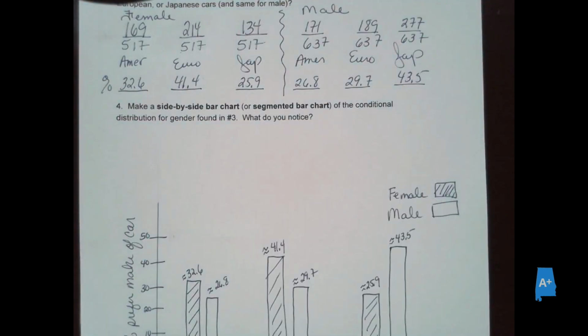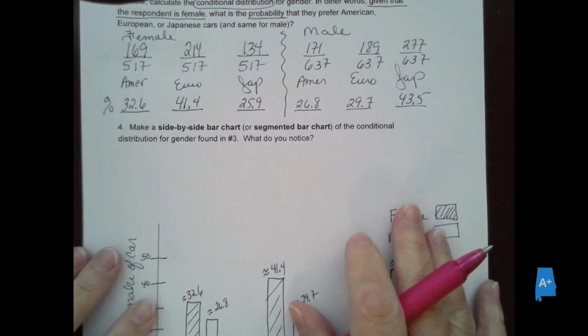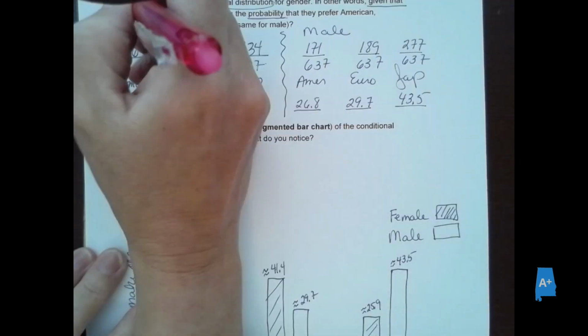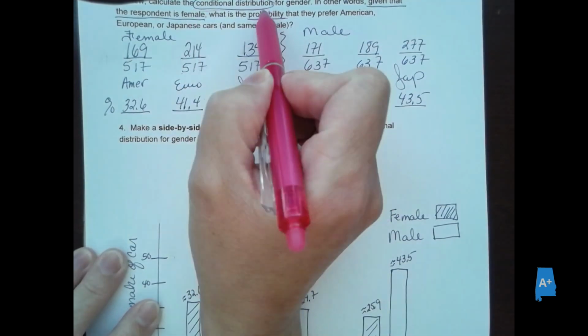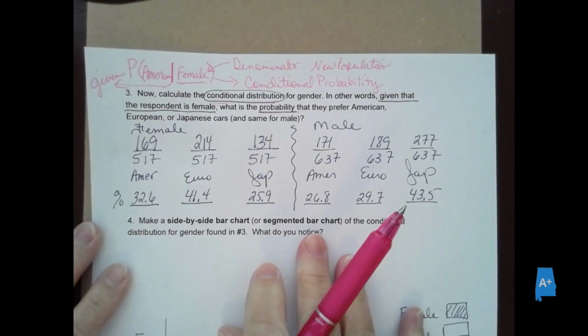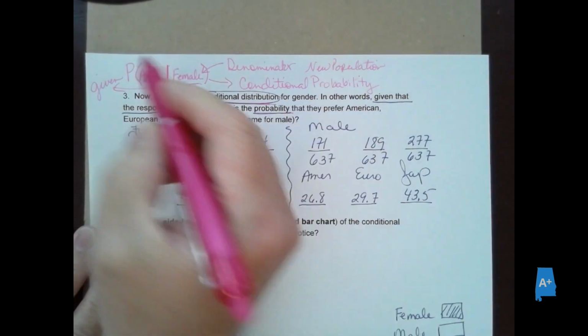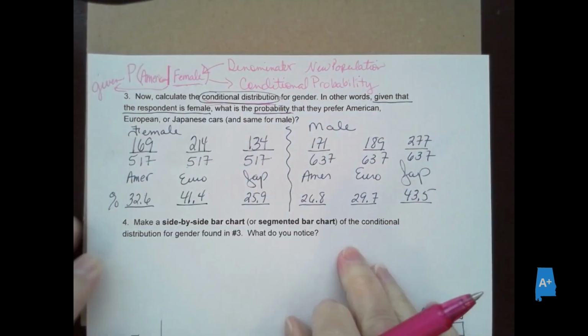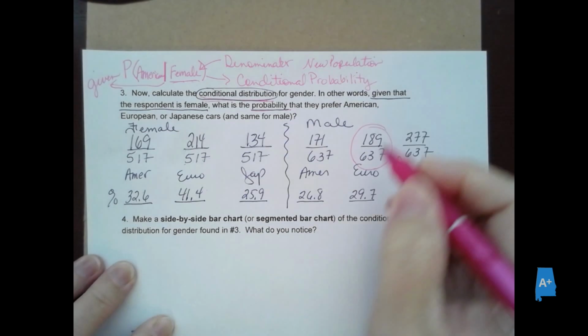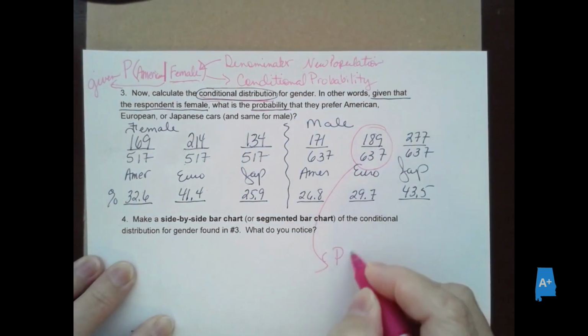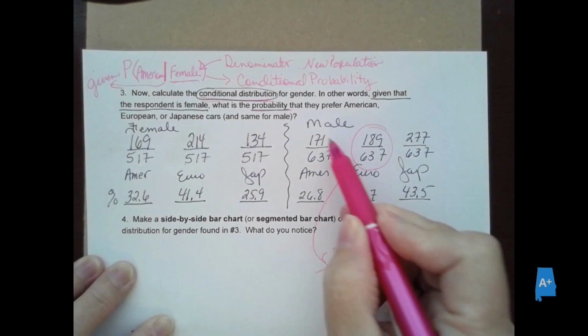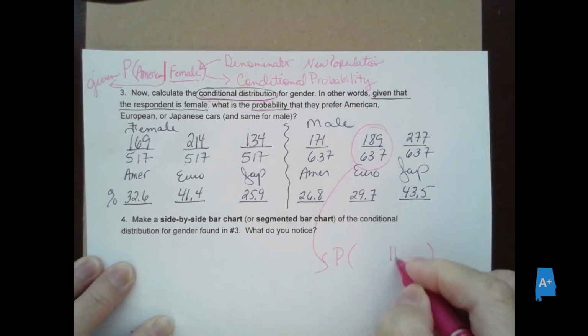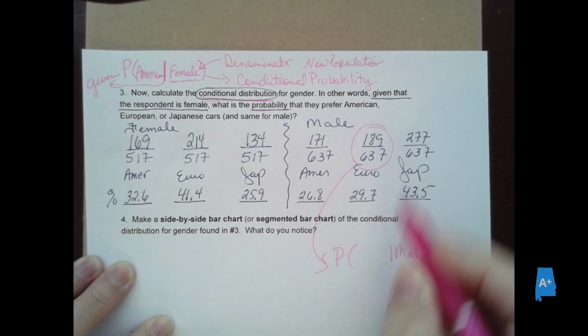Let's see what else I need to tell you. I think that's it. Oh, make sure that next time you're asked to do this conditional distribution, you use this symbolization. So, for example, I'm going to do this one just to show you again how you do that. That's the probability of European, and this was given that they were male, so that's the second part, right? That's your population.